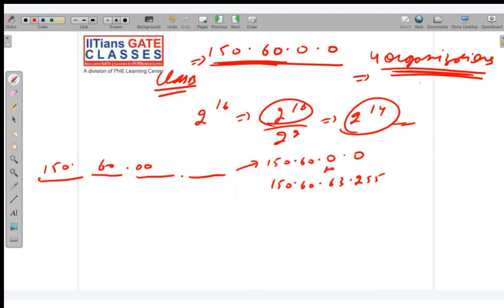For 4 organizations, now I am giving you the shortcut. Please listen carefully. For 4 organizations, 2 bits are sufficient to label them: 0 0, 0 1, 1 0, 1 1. Now accordingly you will write the answer. So this is for the first organization. For the second organization, it will start with 0 1.